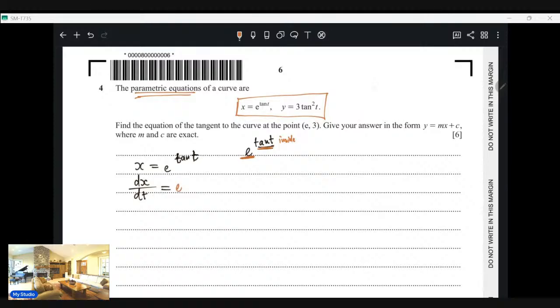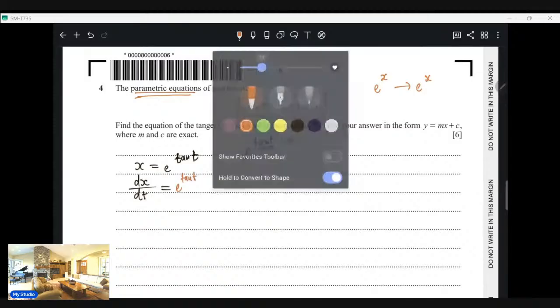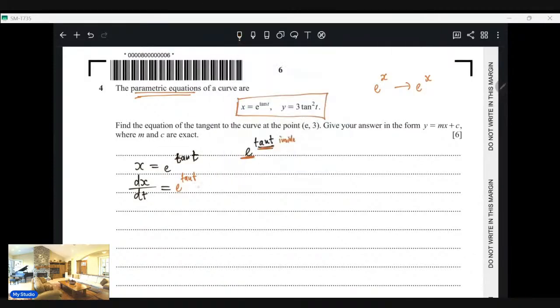When you differentiate e, it doesn't change. You should go to the table. You will see that the table tells you that the derivative of e to the x is e to the x. So it comes back exactly as it is. So you have differentiated the outside. But then you must multiply by the derivative of the inside, which is the derivative of tan t. And the derivative of tan is sec squared t. So now you have your dx dt. It is e to the tan t sec squared t.